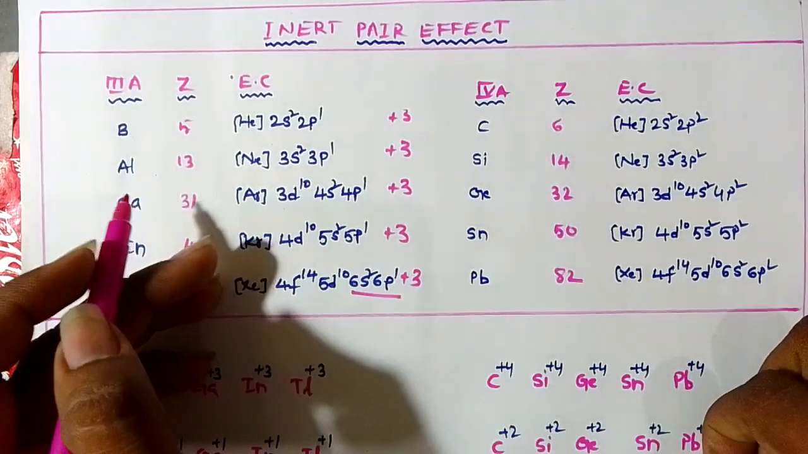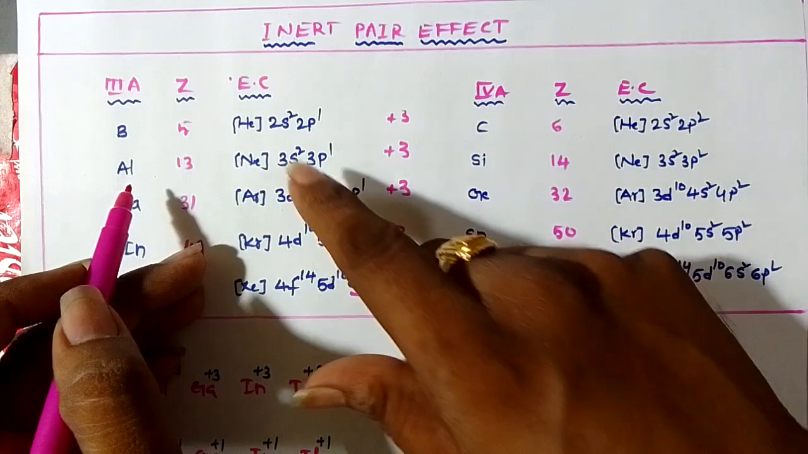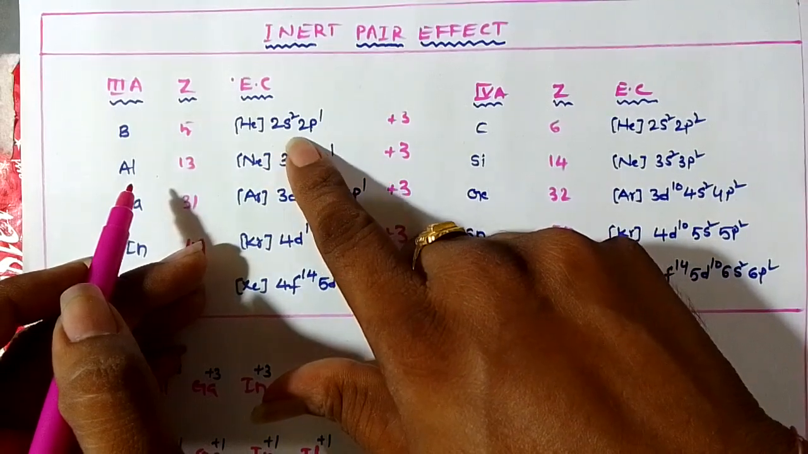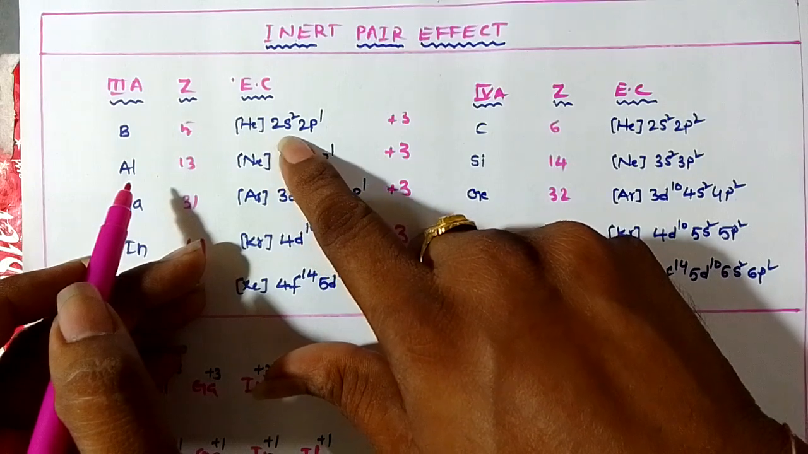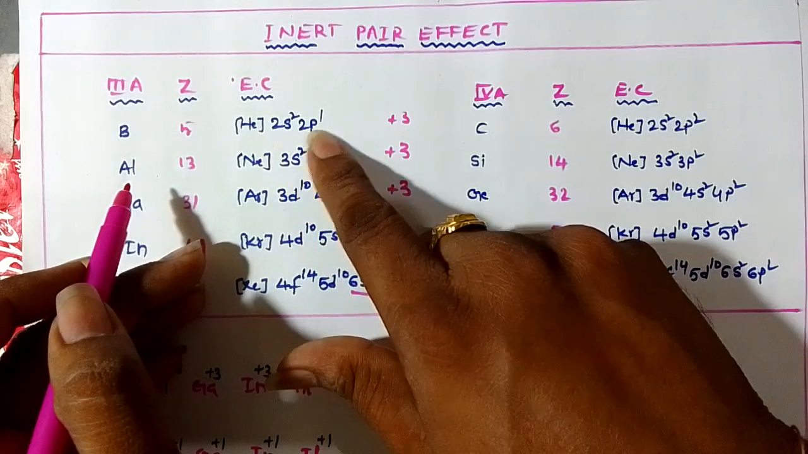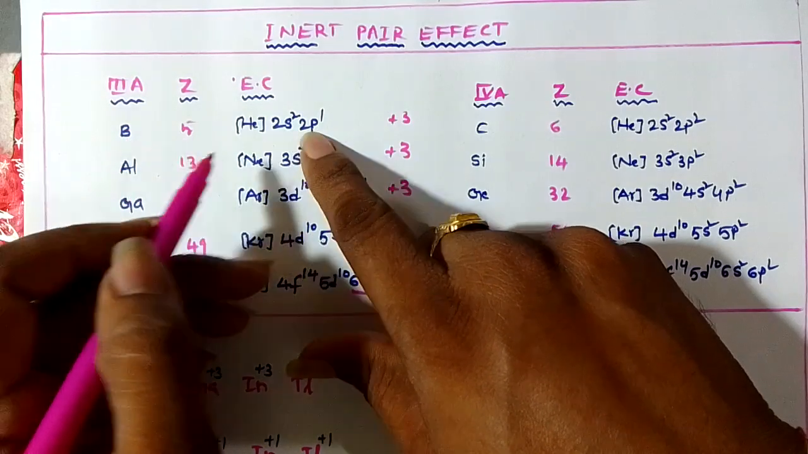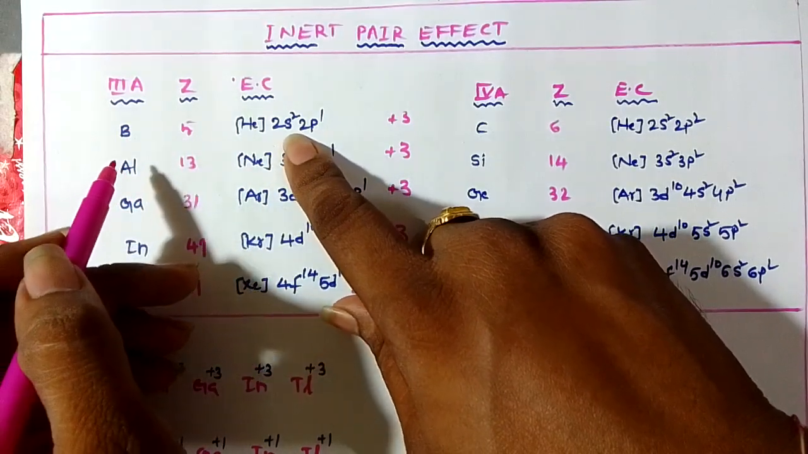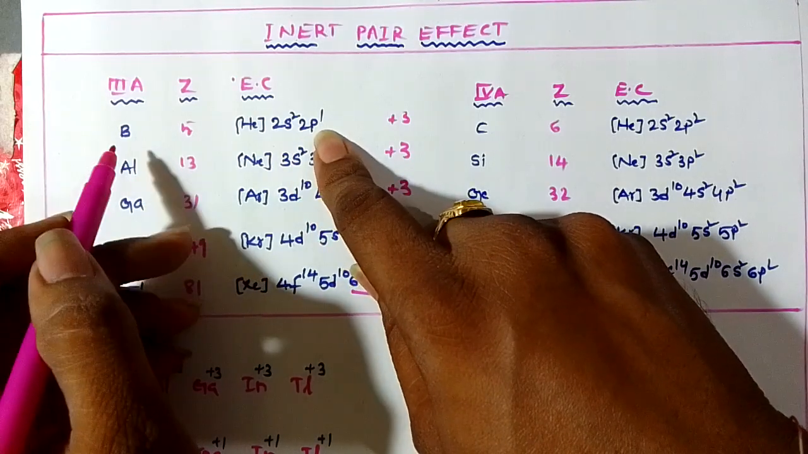Now coming to valence electrons. So what is meant by valence electrons? The number of electrons present in the valence shell or valence orbit are called valence electrons. So what is meant by valence shell or valence orbit? The last orbit present in an atom is called the valence orbit, or the last shell present in an atom is called the valence shell.